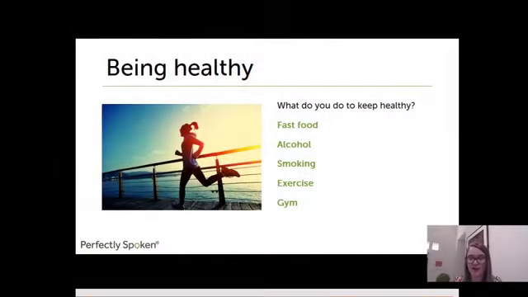Now, we all know what we should do. Whether we do it is a different matter. Our lives are very busy nowadays, and we've got lots of other things, lots of work commitments, family commitments. So it's not always easy to be healthy. But what I'd like you to do is to think about those topics and see if you can make a sentence telling me what you do to keep healthy in each of these areas. Let's have a look at the slide again. So pause the slide and see if you can write a sentence for me on each of these areas, telling me what you do to keep healthy.